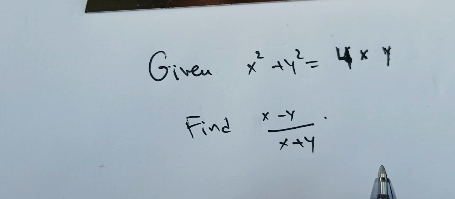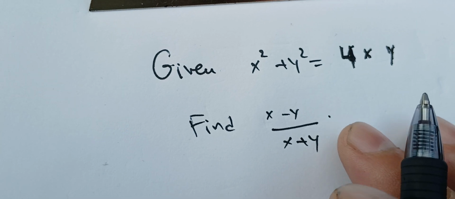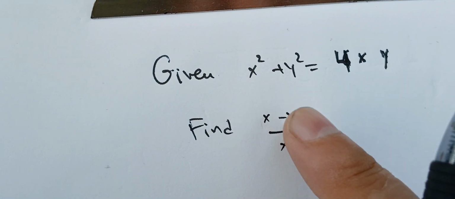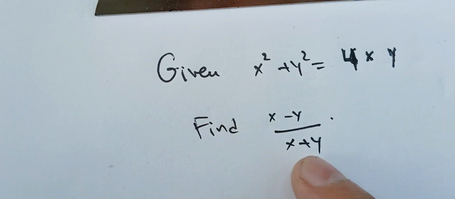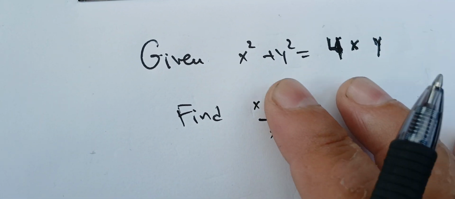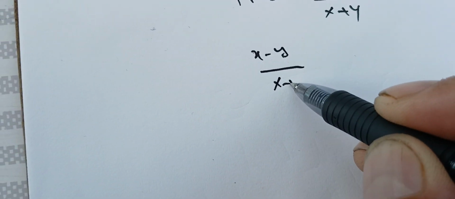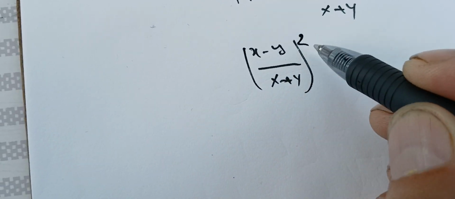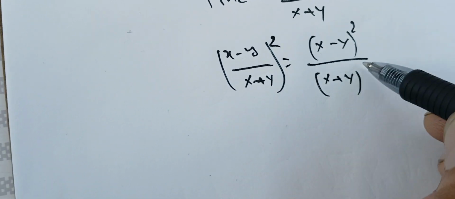The key to solving this one is that we're going to profit from this condition here. We have to make x squared plus y squared appear somehow. One way of doing that is to square everything. Doing that, we're going to have ((x minus y) over (x plus y)) squared, which gives us (x minus y) squared over (x plus y) squared.